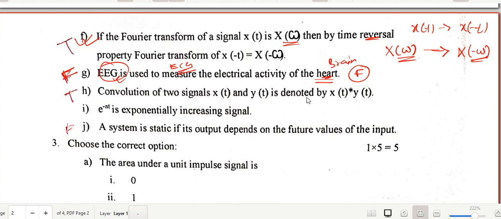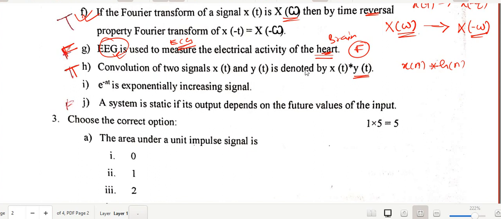Next question, convolution of two signals x of t and y of t is denoted by x of t star y of t. So this is again true, because how do we do convolution? Suppose x of n and h of n, we convolve like this. Okay, so this is how we denote. So this is true.